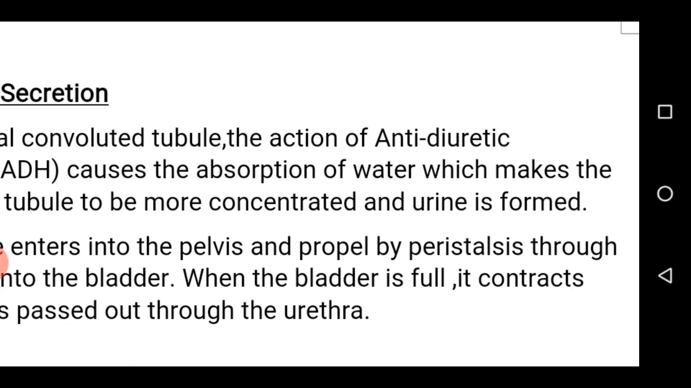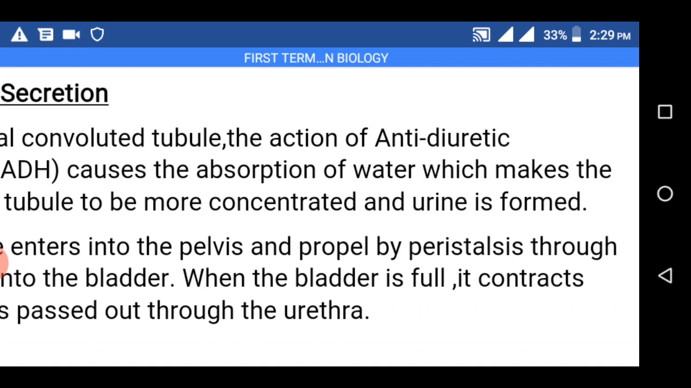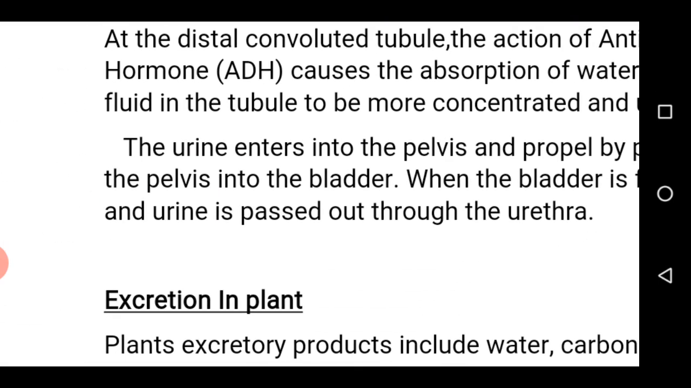So therefore, it is the action of the antidiuretic hormone that causes the reabsorption of water at the distal convoluted tubule region. Now this urine, after the reabsorption of water has taken place, enters into the pelvis that I showed to you in the kidney the other time.